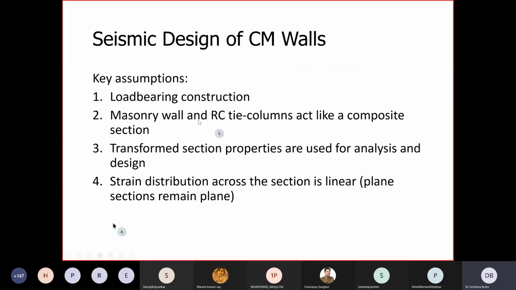Last topic is seismic design of confined masonry walls. I would like to say that confined masonry walls are load bearing. I think I'm running out of time, so I'll finish with this topic.